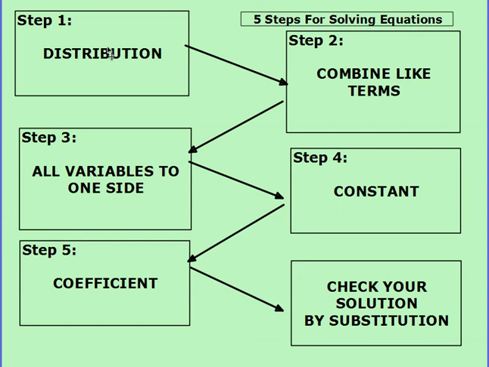So we're going to start with step 1, which is, is there any distribution to be done? Step 2 is combining like terms. Remember, that's just the left-hand side versus the right-hand side. Step 3 now is going to be getting all variables to one side of your equation. Step 4 is to add or subtract your constant, which is the number without a variable attached. And finally, dividing or multiplying sometimes by your coefficient, which is the number in front of your variable.